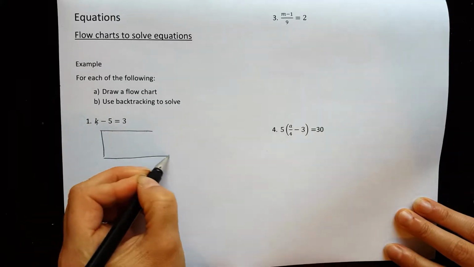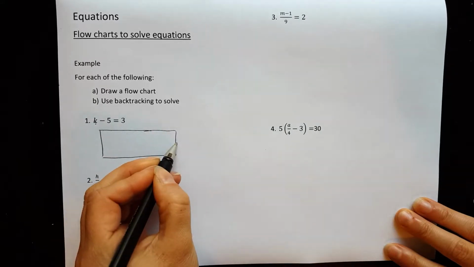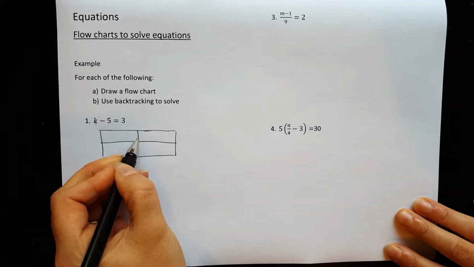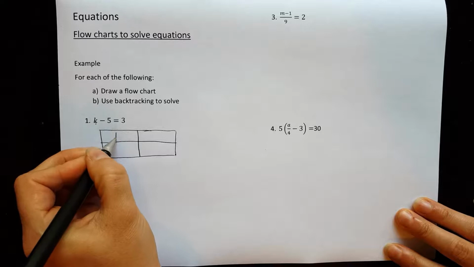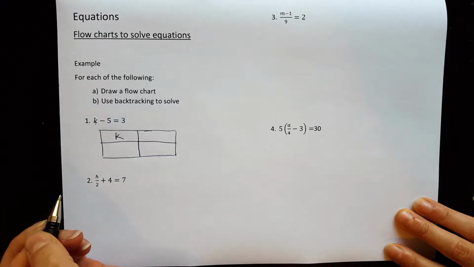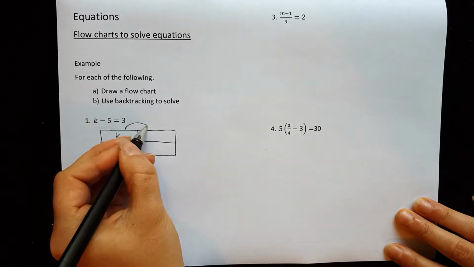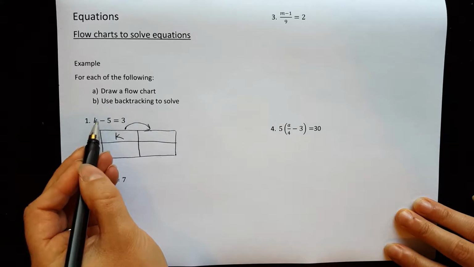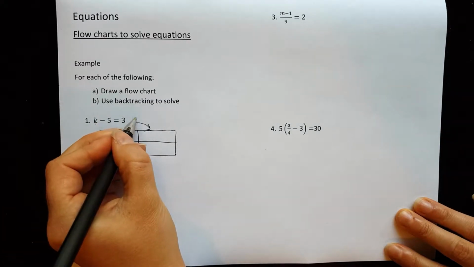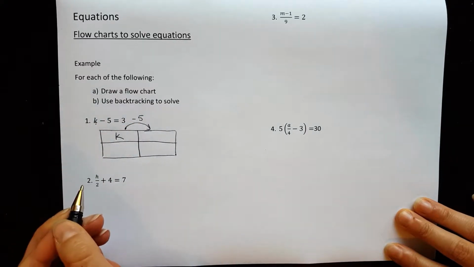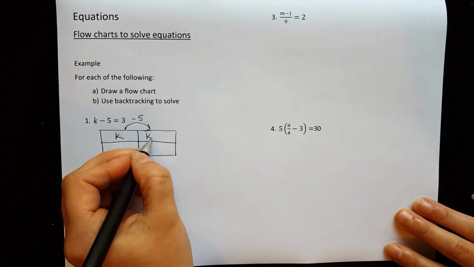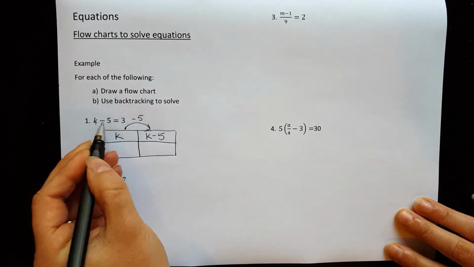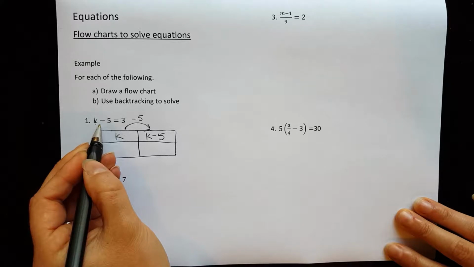So here's my flowchart. So I'm going to start with K in the first box. Okay, now what do I need to do to K to build up this expression? Well, I need to subtract 5. Okay, so that will give me K minus 5, which is my expression on the left-hand side of my equation.